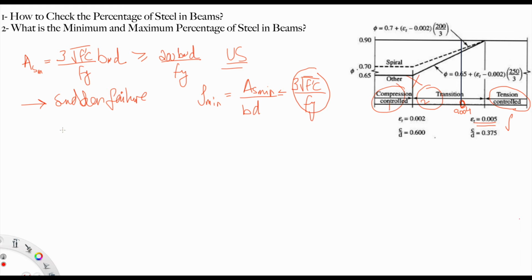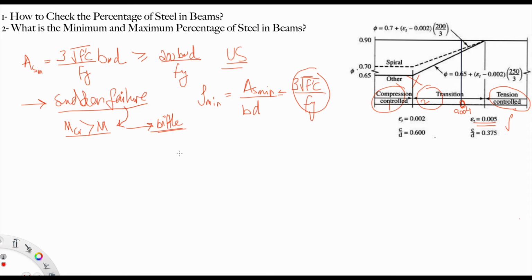What do we mean by sudden failure? If we recall in the first lecture, we talked about something called the cracking moment. That means the cracking moment is greater than M. This is what sudden failure means. If I didn't put steel or I put less than the minimum, this is what will happen, and this will cause a brittle material and a sudden failure.